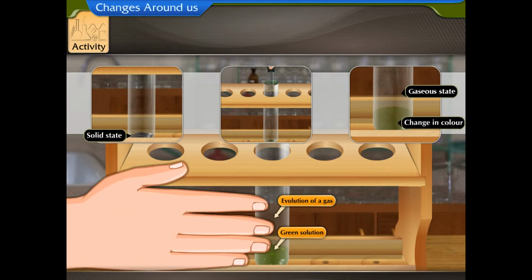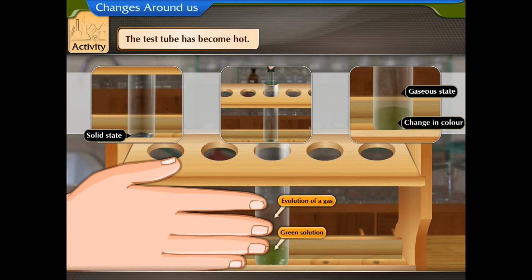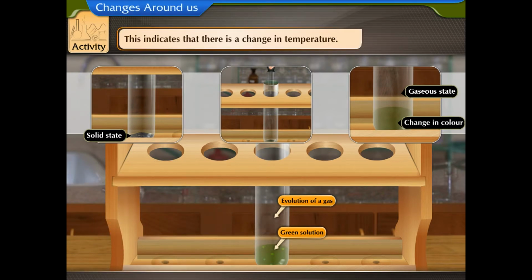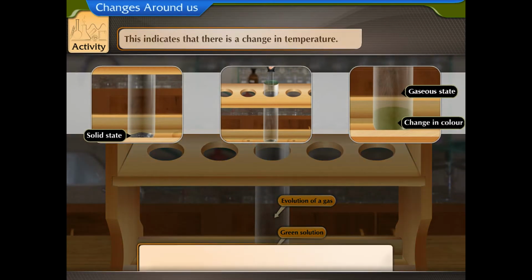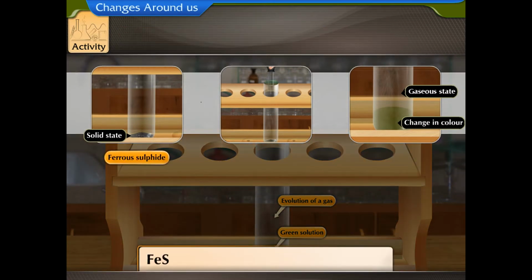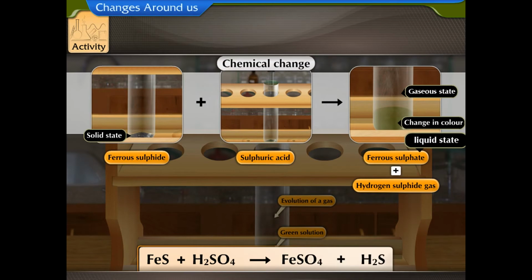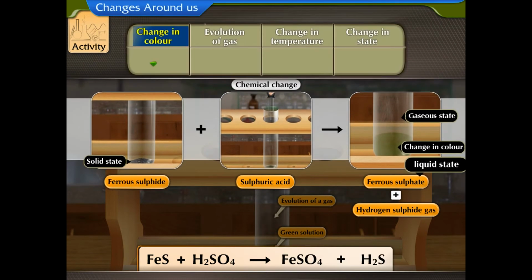Now, touch the test tube. The test tube has become hot. This indicates that there is a change in temperature also. Let us see the reaction. Ferrous sulfide reacts with sulfuric acid to form ferrous sulfate and hydrogen sulfide gas. This is a chemical change. There is a change in color, evolution of gas, change in temperature, and also a change in state.